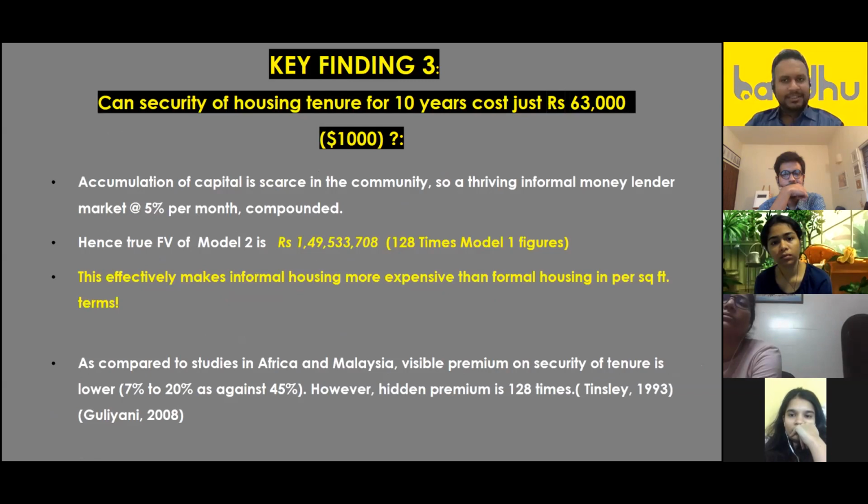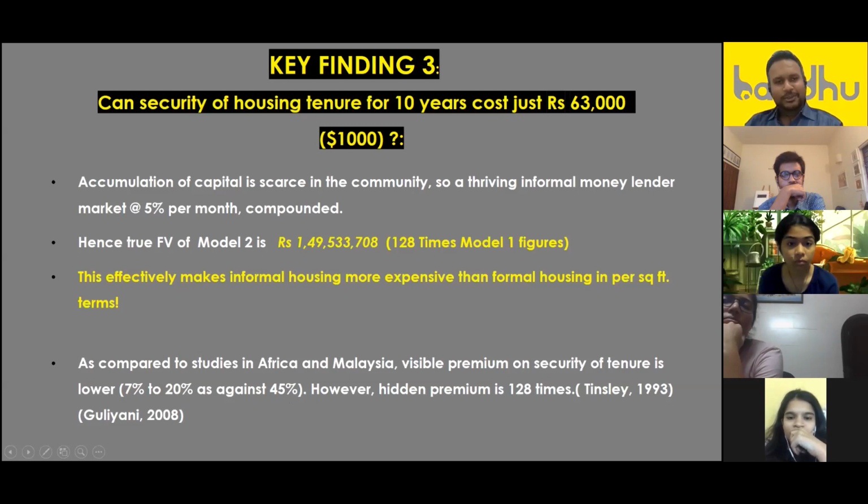Suppose you don't want to agree with that analysis, say that is a little too far-fetched. Let's compare it to other studies that were done in Africa and Malaysia, where they asked, what is the premium on security of housing tenure? So they say usually it's 7 to 20%. Even by those standards, India is a 45% premium, which is again disproportionate.